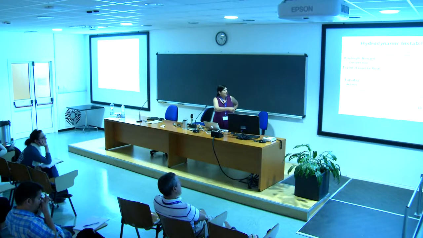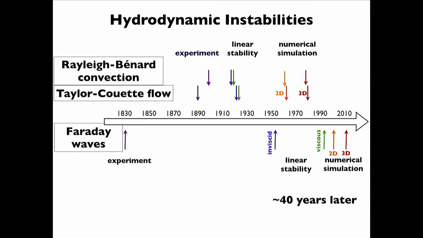Now, although Faraday did these experiments long before the experiments putting Rayleigh-Bénard convection and Taylor-Couette flow into the scientific literature, which were done in the late 1800s, this was the early 1800s, the analysis of it took much longer. The linear stability analysis was not done in the 1910s and 1920s, as was the case for Taylor-Couette and Rayleigh-Bénard convection, but was done in 1954 by Benjamin and Ursell. And the first numerical simulations were not done in the 70s, as was the case for Taylor-Couette and Rayleigh-Bénard, but just recently, about 10 years ago.